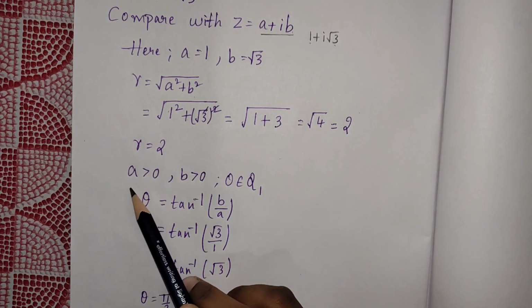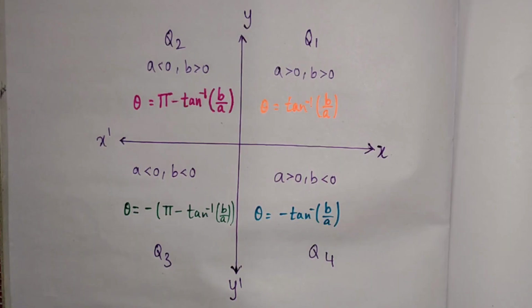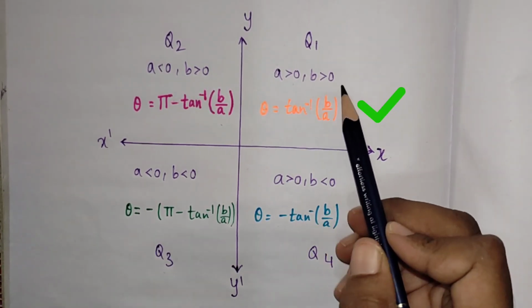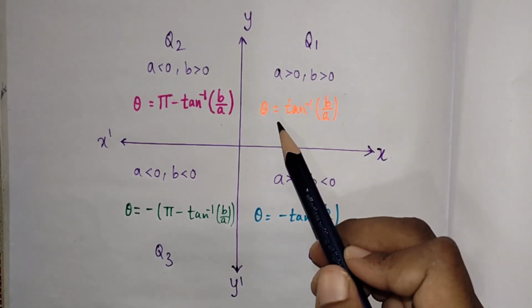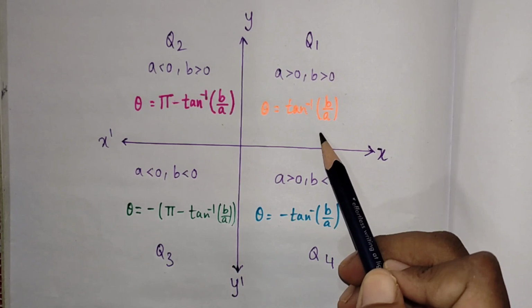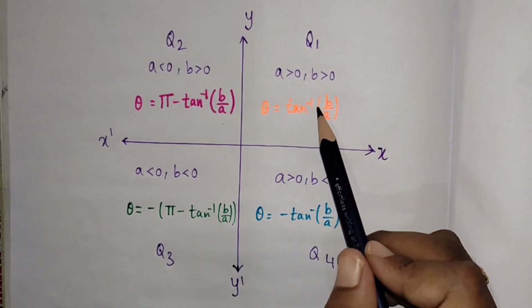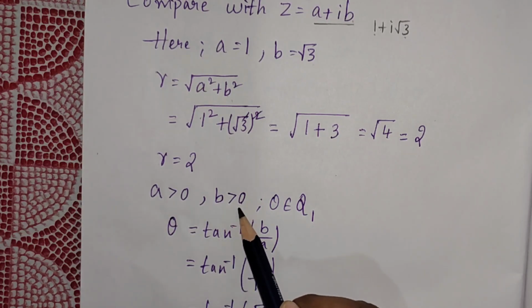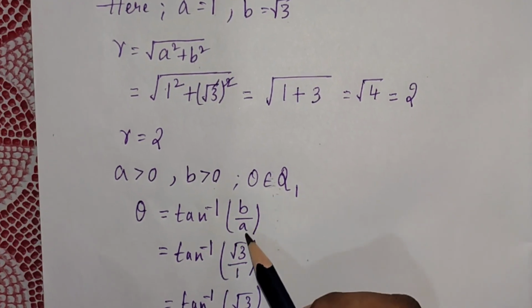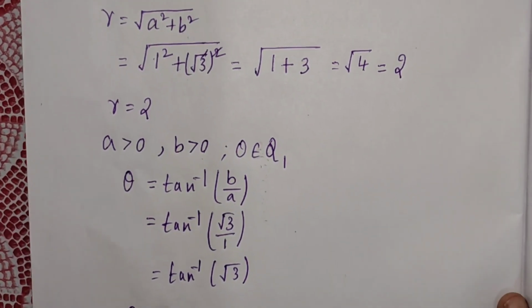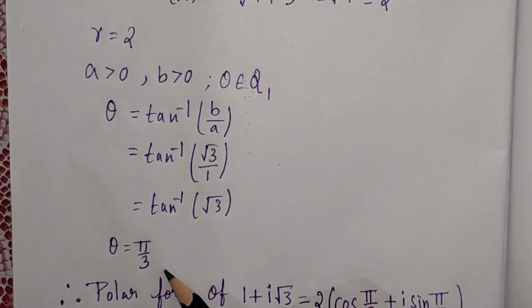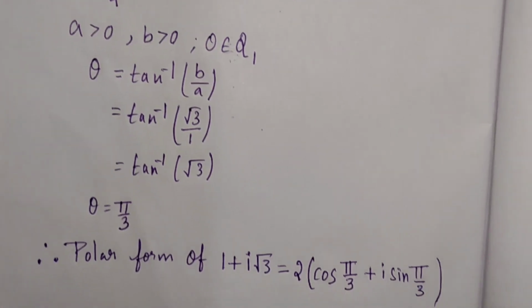Now you can clearly see this graph. A greater than 0, B greater than 0 because A, B values are positive. Then theta equal to tan inverse of B by A. So learn this. A greater than 0, B greater than 0, theta belongs to quadrant 1, then theta equal to tan inverse of B by A. In place of A, B, you need to substitute values, then you'll get theta value.